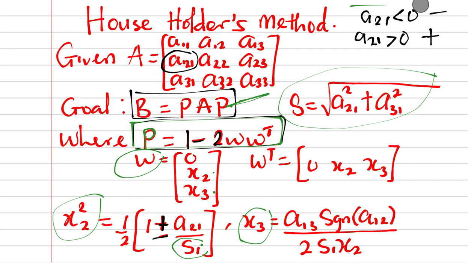And don't forget what I told you up here. The sign of your value depends on the coefficient value, the sign in front of your A21.